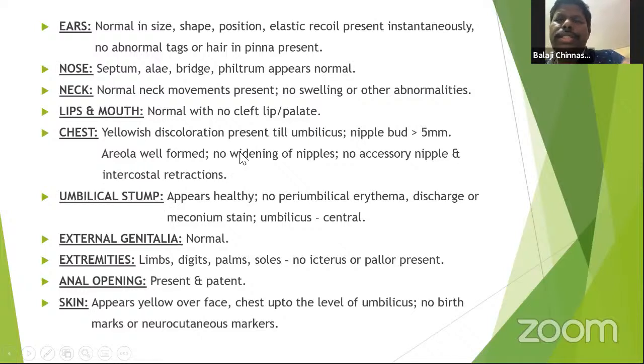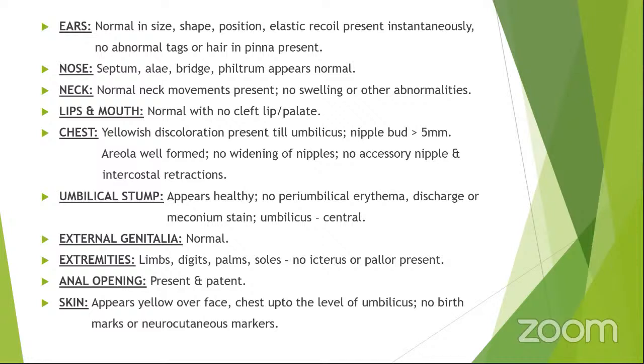Ma'am, do you want to add anything? Yes, sir. It would be better if you mention the external genitalia. As you have mentioned everywhere, elastic recoil is there, nipple bud is more than 5 millimeters. So if it is a boy or girl, according to the rugae and the genitalia, what is present? Is this child a boy or girl? Girl, ma'am. Okay. So whether the labia majora are covering the minora or not, you can explain like that also.